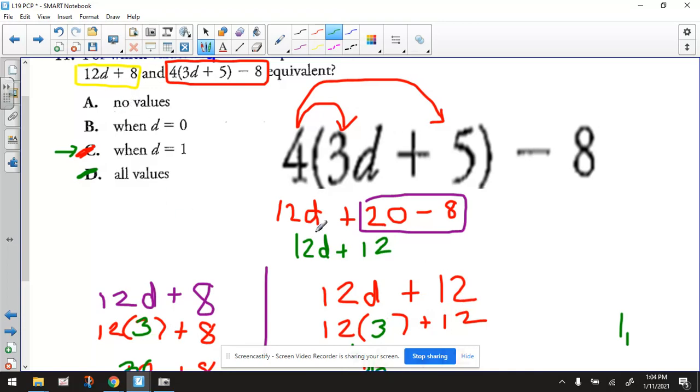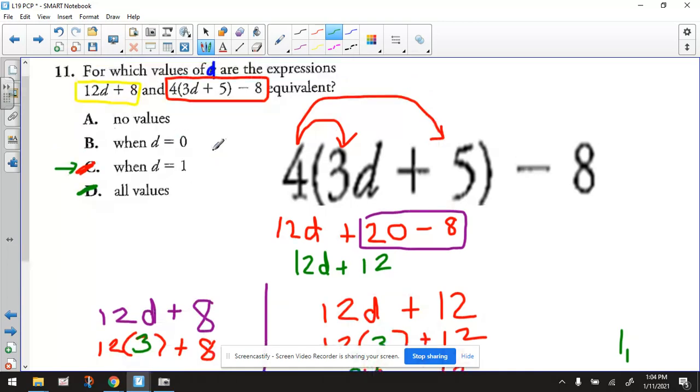And why is it no values? It's because the 2 expressions are simply not equivalent to each other. Now, if you had simplified what's in the red box, and you got 12D plus 8, then you would choose all values. But when the expressions don't match, then you're going to choose no values.